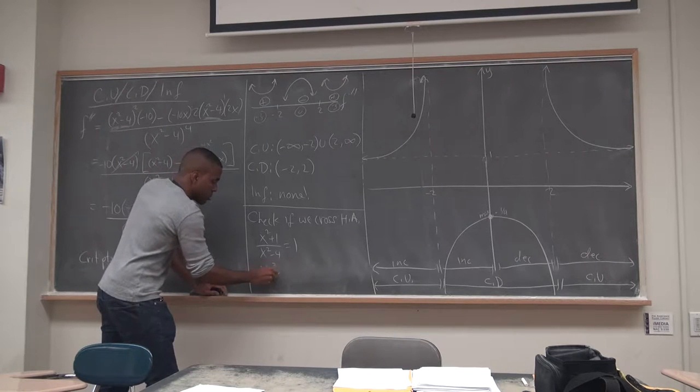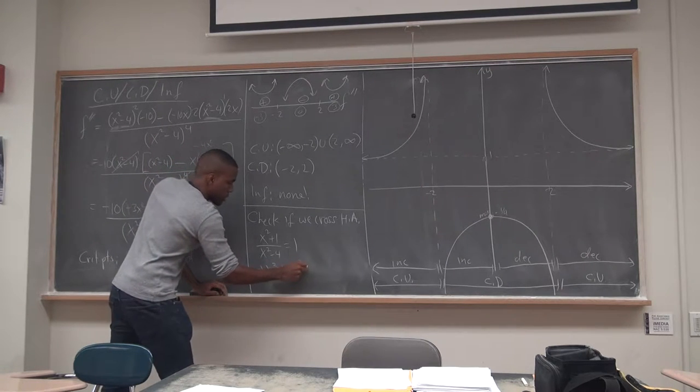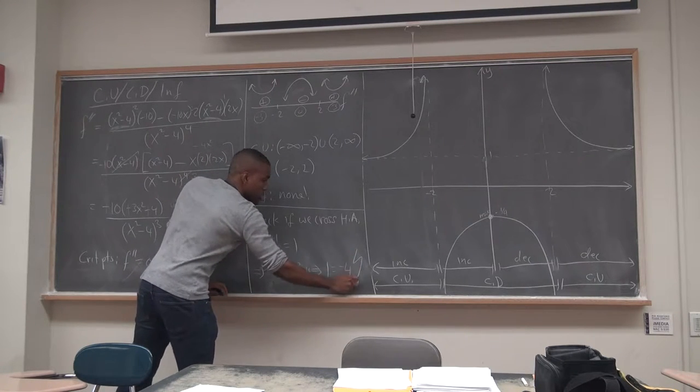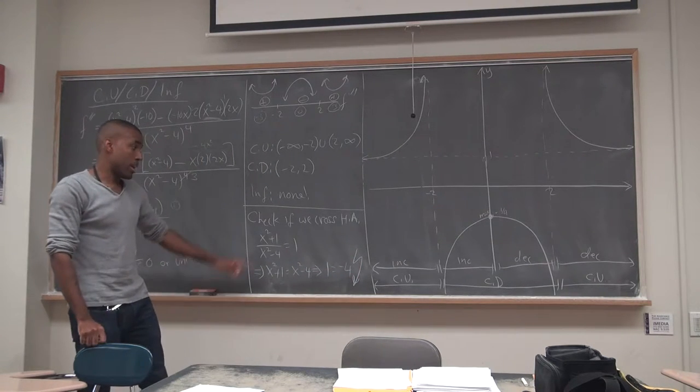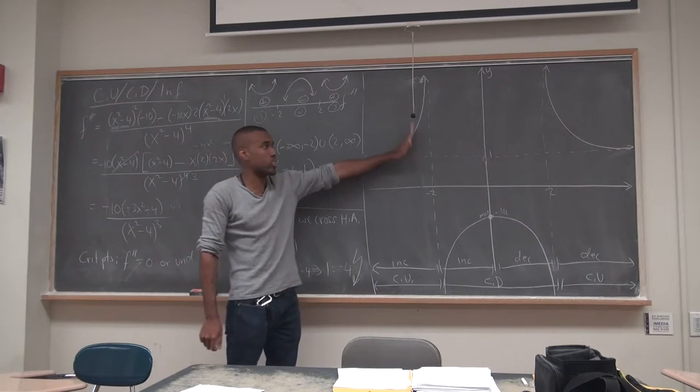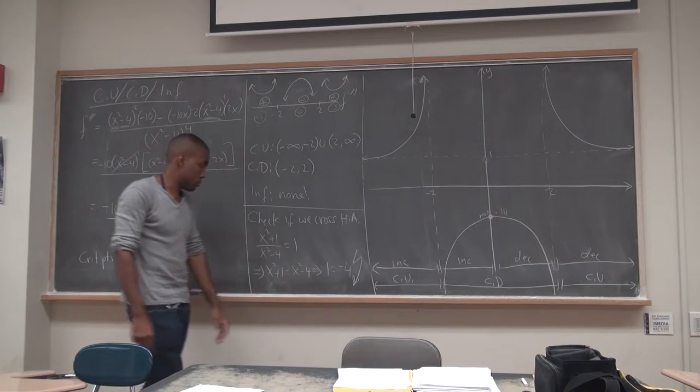Well, that would mean that x squared plus 1 is equal to x squared minus 4, which would mean that 1 is equal to minus 4, which is absurd, right? So my graph never actually touches 1, which is another reason why I couldn't start from below and increase, because I would cross it.